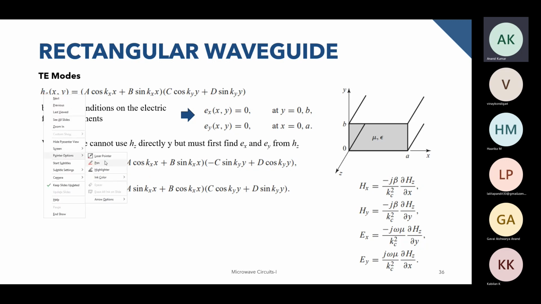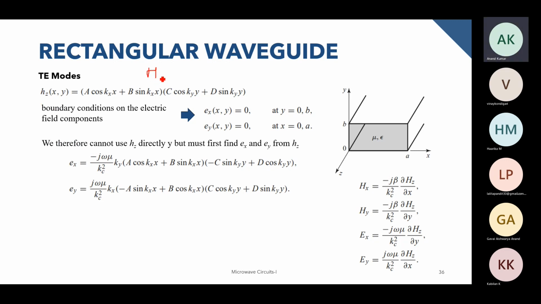Okay, maybe I'll just write it over here. We had already seen that Hz is equal to small hz into e power minus j beta z. So we substitute this Hz over here and then find out the Ex. So the capital Ex that we'll get will have some terms, and then it will have this e power minus j beta z. So these terms which are written here, we have just removed the e power minus j beta z term, and we have the Ex and Ey terms over here.